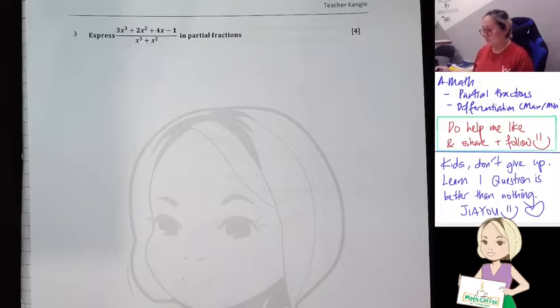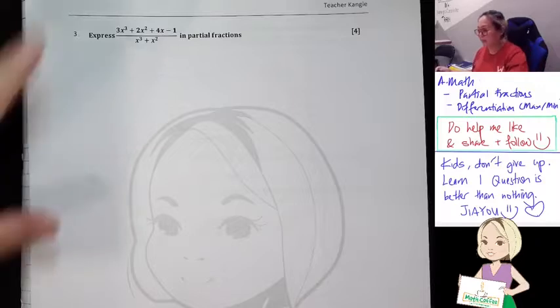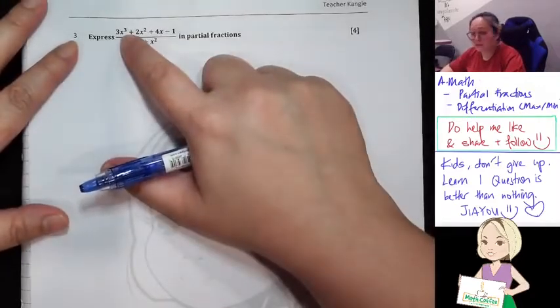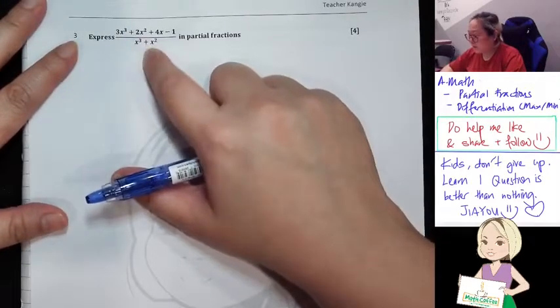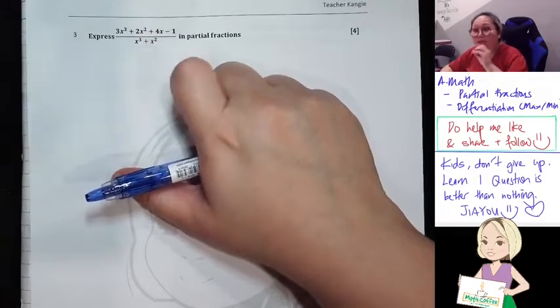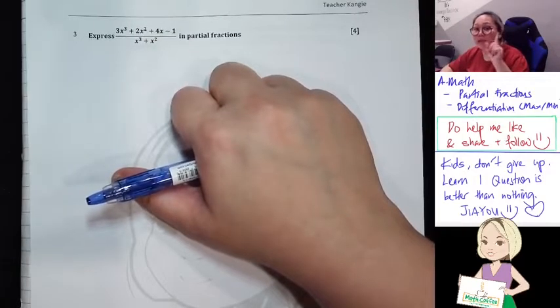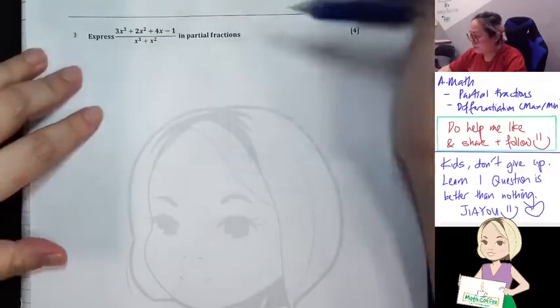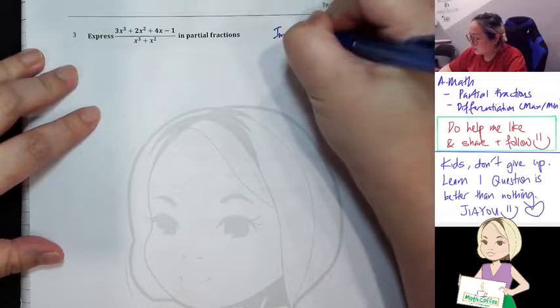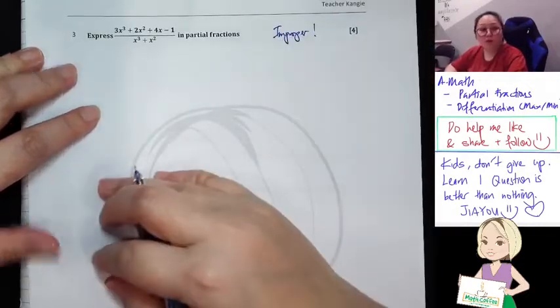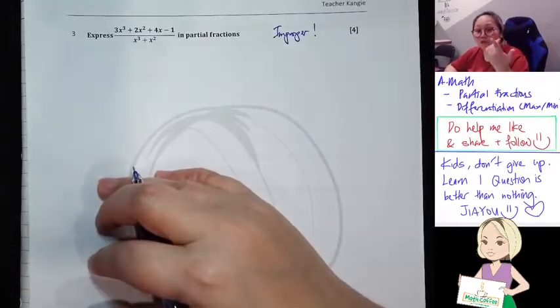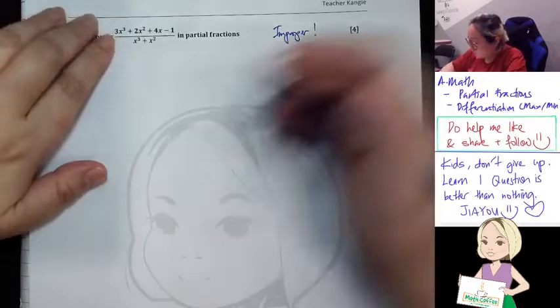Okay, it's improper. Why is it improper? The highest power is cube, and the denominator's highest power is also cube. Remember I said if it's the same, it is still considered improper. So this is improper, which means we have to do our long division first. Okay, so let's do it.